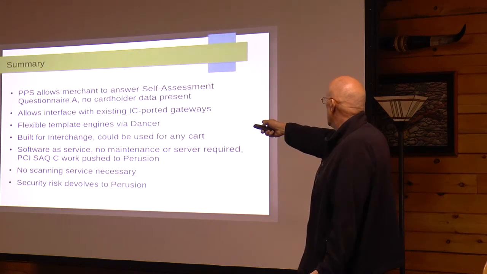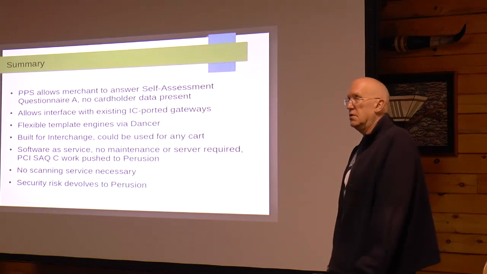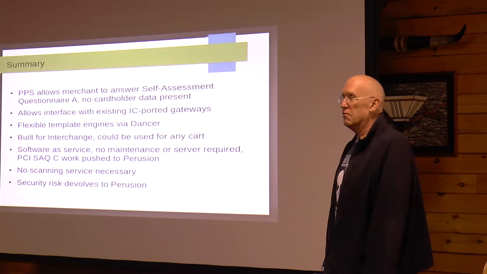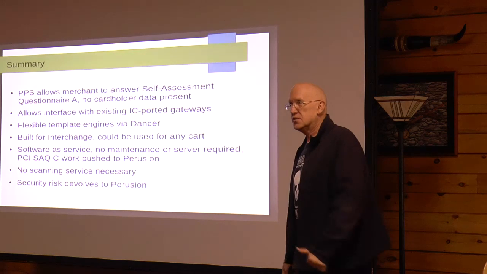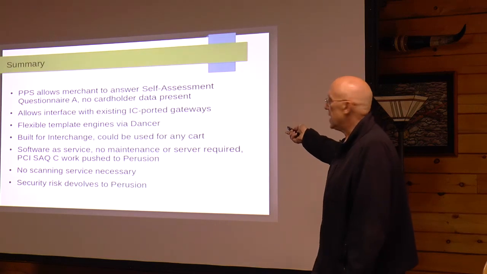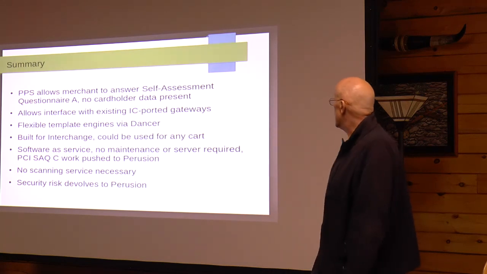So it's software as a service, no maintenance or service required. And all the PCI self-assessment questionnaire work is pushed to Perusion. So the scans, all that stuff, we've got all that in place. Since our surface area is extremely limited, we have an open port 443, and we have an SSH port to one IP address. That's all the surface area we have. And so it's very, very easy to pass an existing scan. Basically the security risk devolves to Perusion. So that's it.